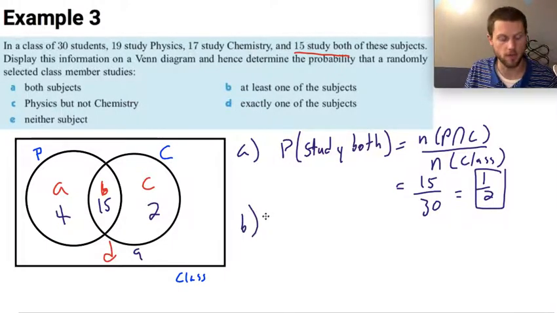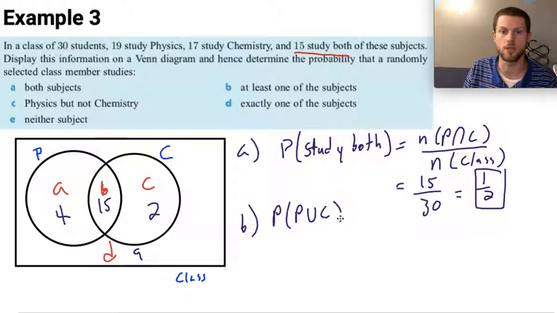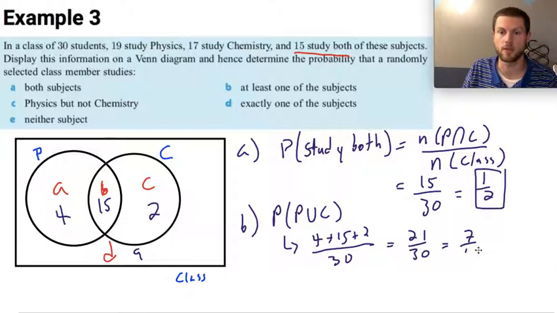For B, the probability of grabbing someone who takes at least one of these subjects, that's going to be the union of these two sets. So the probability of studying at least one is the probability of P union C. And that's going to be really everything in these circles. And that's going to be given as the sum of all these numbers. So that's 4 plus 15 plus 2 over the sample size, which is 30, which is equal to, that's 21 over 30. So that's going to equal 7/10.